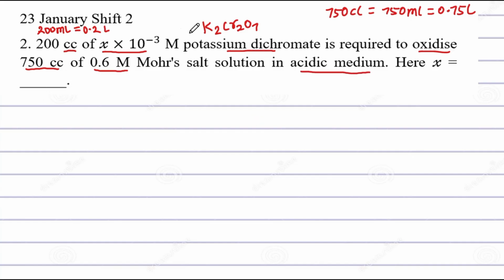Here x is, so potassium dichromate is oxidizing Mohr salt. In Mohr salt, the formula is ammonium iron 2 sulfate.